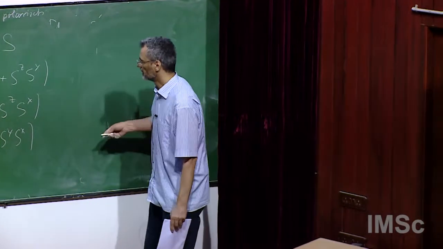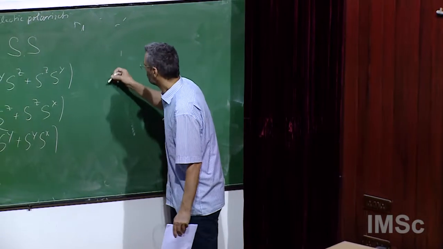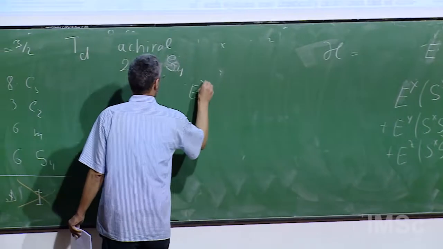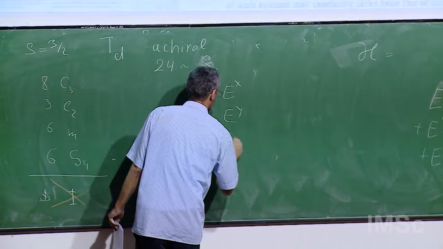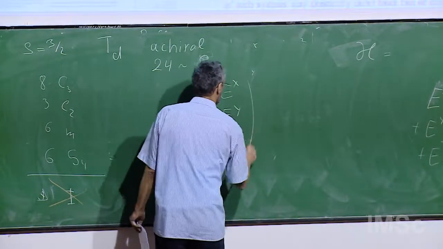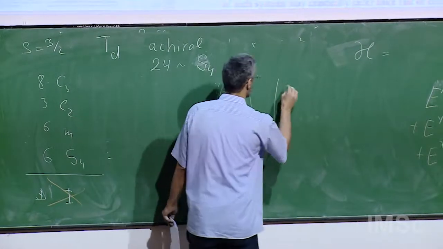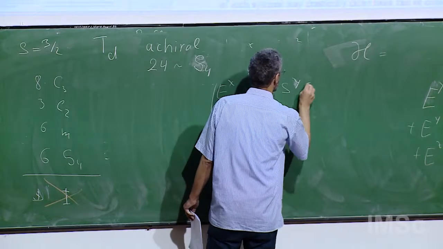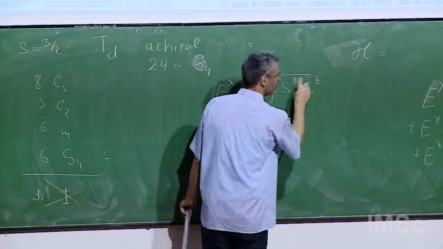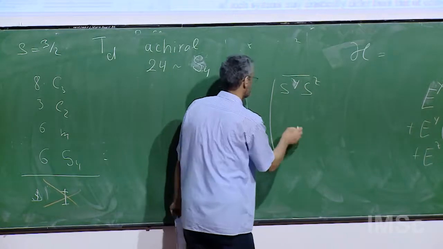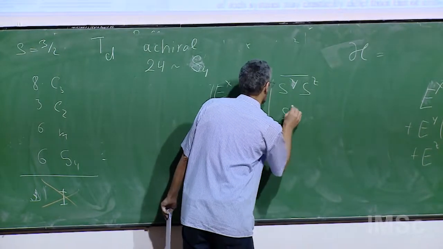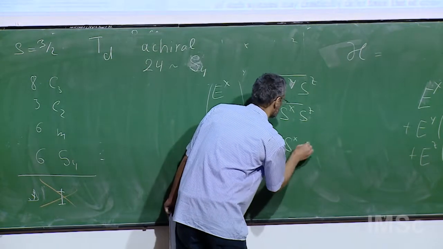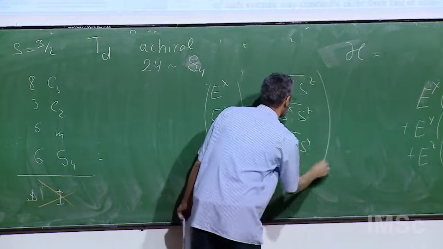So in other words, the electric polarization vector Px, Py, Pz is proportional to Sy Sz, Sx Sz, and Sx Sy. I put a bar over there. The bar means symmetrization. Right.